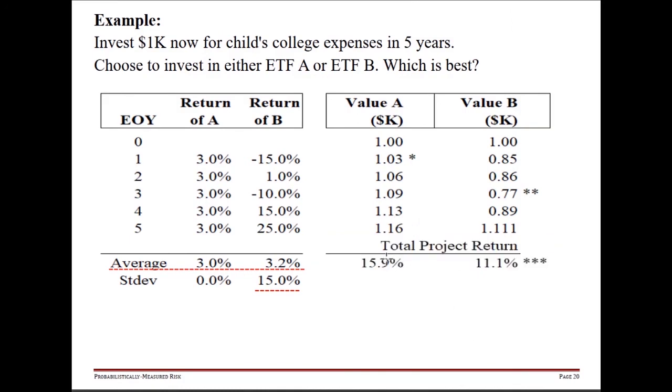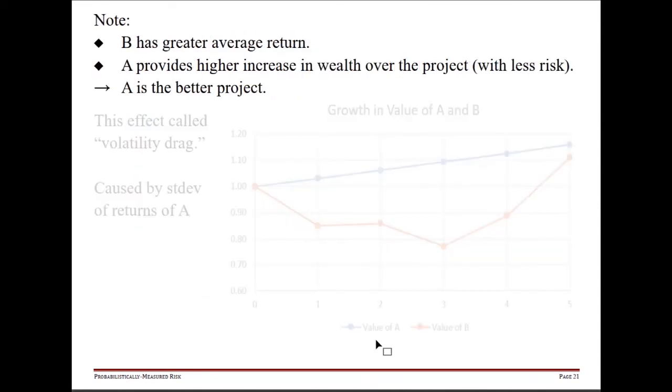Okay? And you might want to measure with something like this the total return, which would be the pile of money you wind up with minus the pile of money you started with, quantity divided by the pile of money you started with. And you can see using that measure, A is clearly better than B. Why? Because it's got less volatility as measured by standard deviation, less volatility drag.